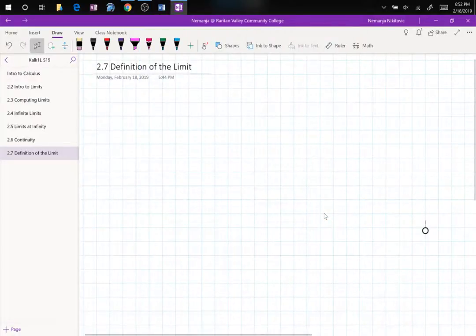Hello and welcome back to Calculus 1. Welcome to the end of chapter 2, 2.7. The book calls this the precise definition of the limit, like there is an imprecise one.